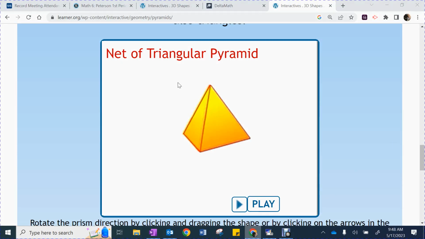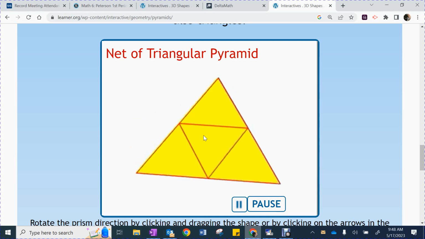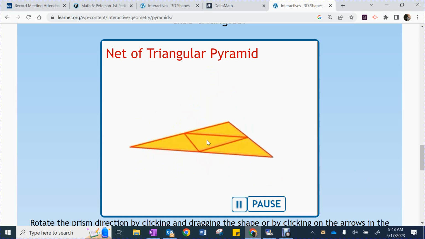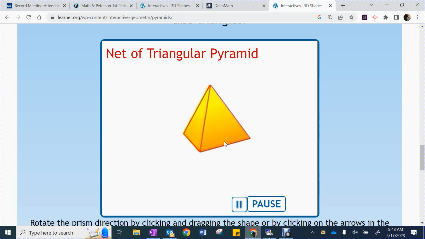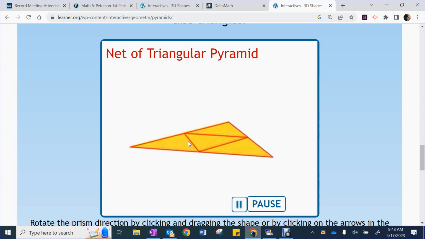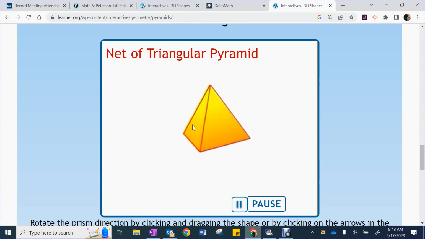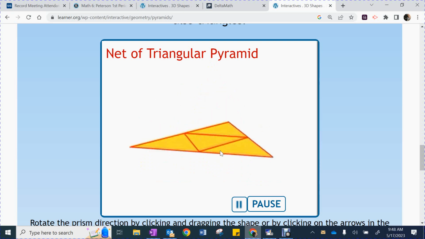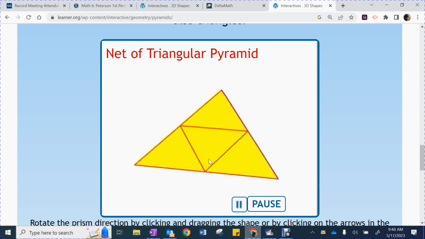Okay, so here's our triangular pyramid. You can't quite see it yet, but the bottom of our pyramid is also a triangle. So let's see it unfold. We take off the sides, and look, now you can see that the middle is also a triangle. Fold it back up, flatten it out. To find the surface area, we're going to find the area of all of the triangles.